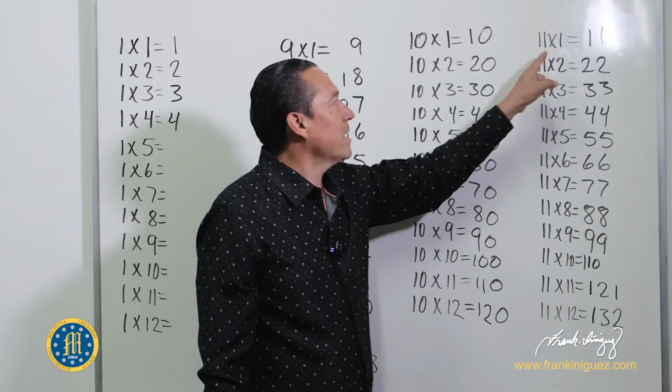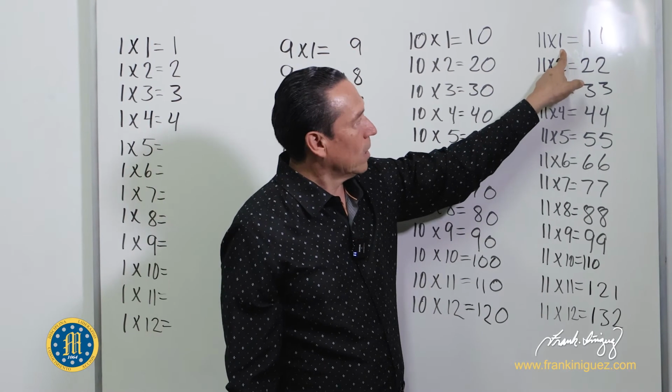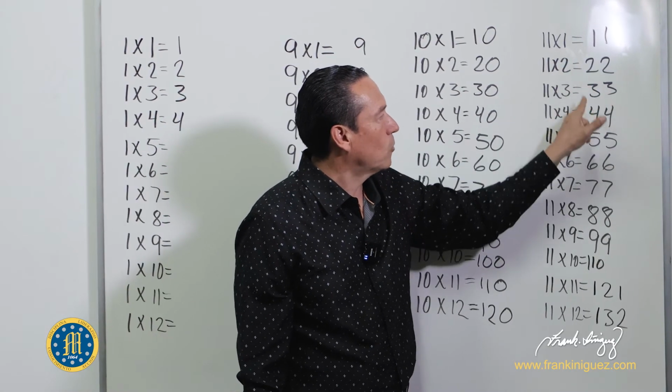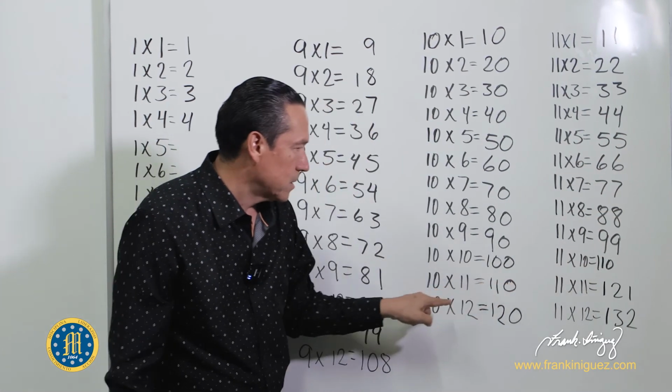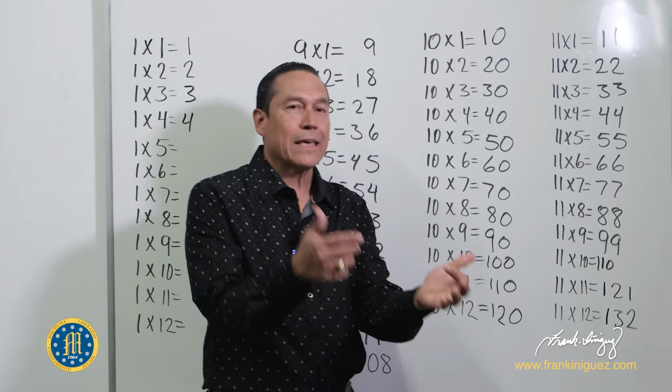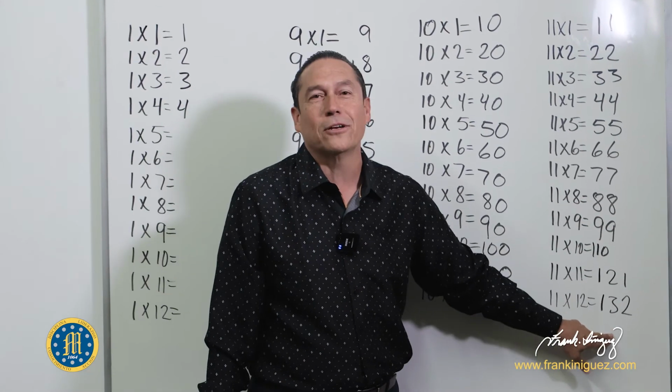11s, the 11 tells you to put the number twice. If you multiply times 1, it's 1, 1, 2, 2, 3, 3. All the way till you get to the 9s. Cross-reference, 110. Count, 121. Add another 11, 132.